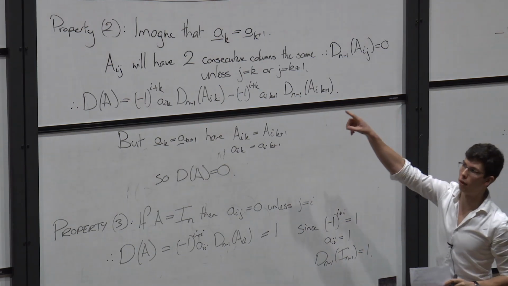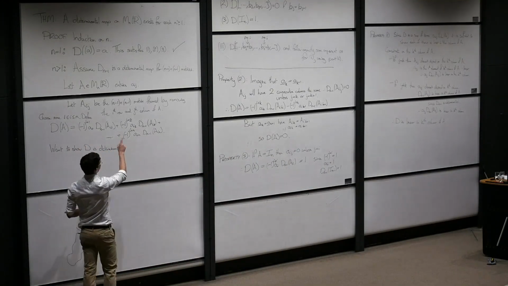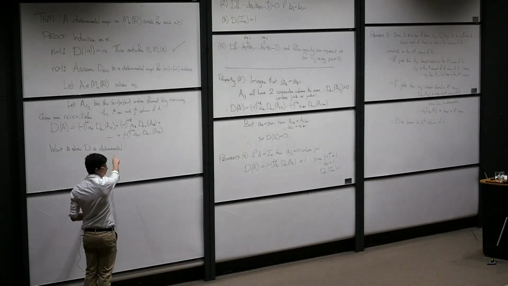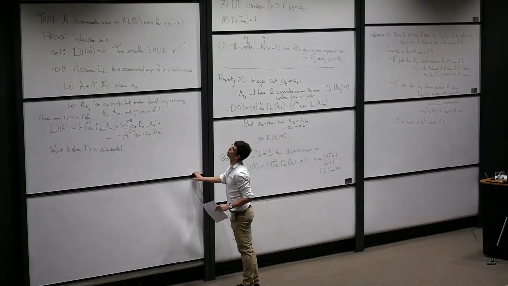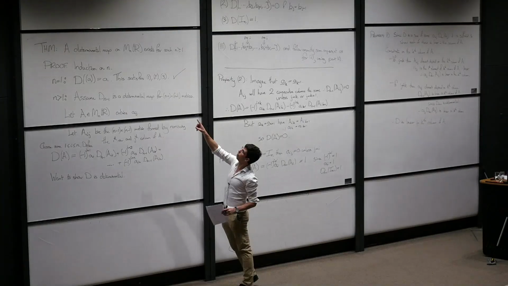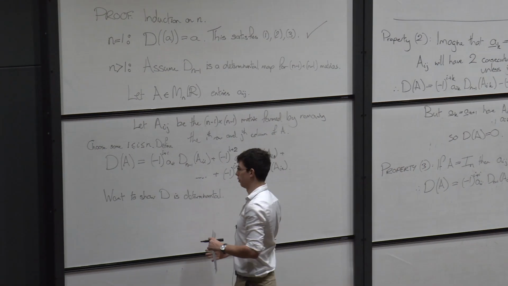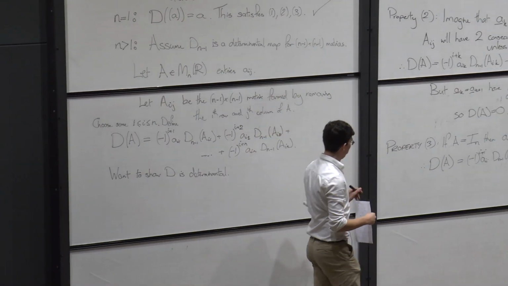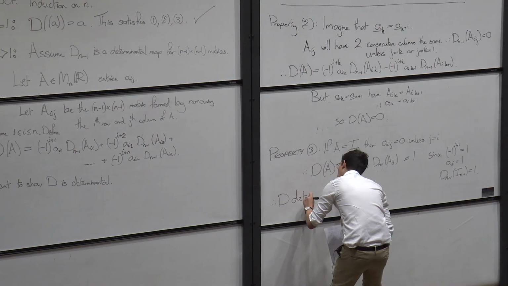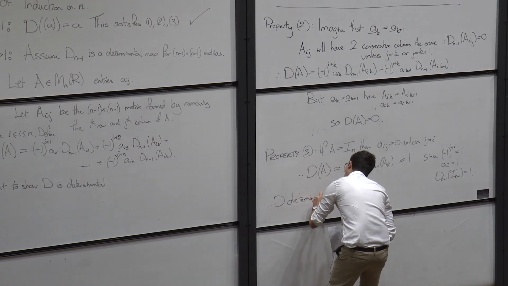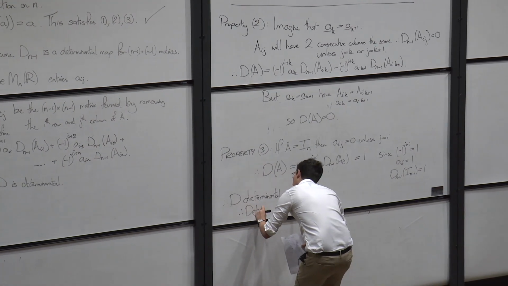And so this means the function d satisfies properties 1, 2, and 3, and so I've shown it's determinantal. And so, therefore, by induction, we know that there exists at least one determinantal map on n by n matrices. So, therefore, d is determinantal. And therefore, determinantal maps exist.